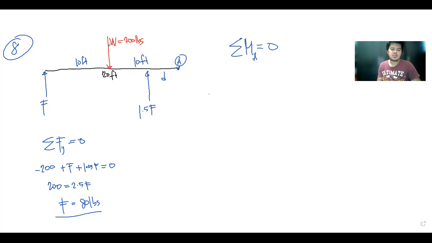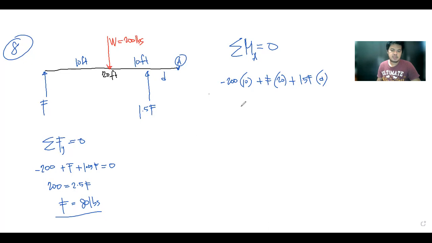So 200 now with respect to point A, the 200 pounds will create negative moment because it produces counterclockwise rotation. So that's negative 200 multiplied by 10, plus, both of the two forces now will create clockwise rotation, so the moment produced by each is positive. So that would be F multiplied by the perpendicular distance to point A, that is 20, plus 1.5 F multiplied by distance d.